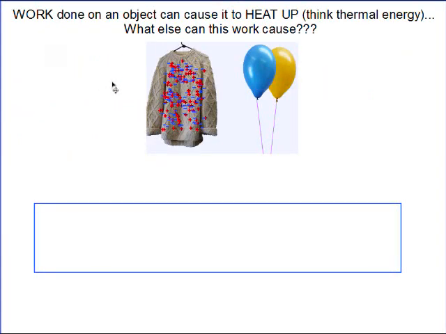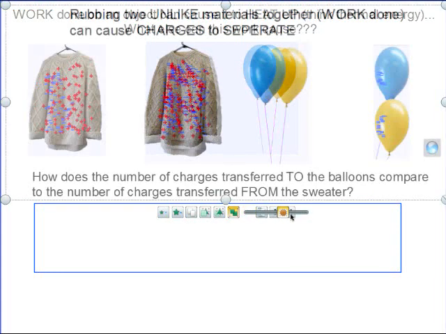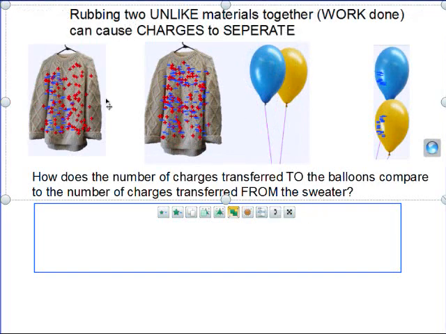Now when we do work on an object, we can cause it to heat up, such as when you rub your hands together, but it can also cause charges to be separated. So what else can work cause? If we take those balloons and we rub them against a sweater, what we see is that we can actually cause the charges to be separated. And so those balloons rubbed against that sweater will cause some of the charges to be removed from the sweater and now be affixed to the balloons. So we've actually separated charges with the work that we've done.